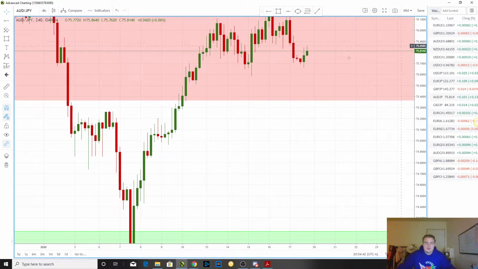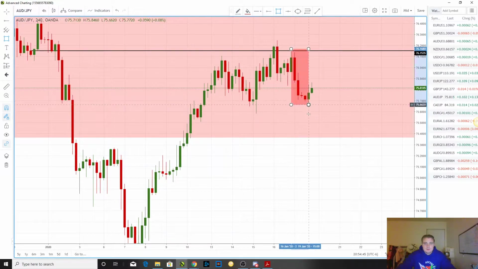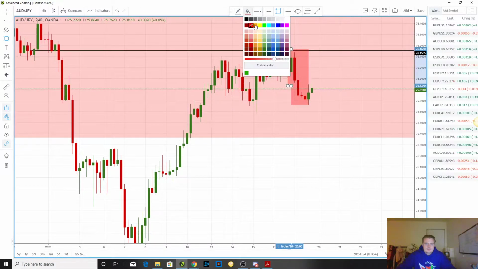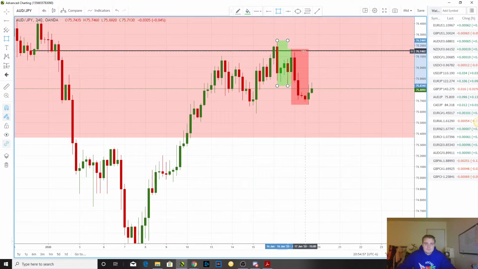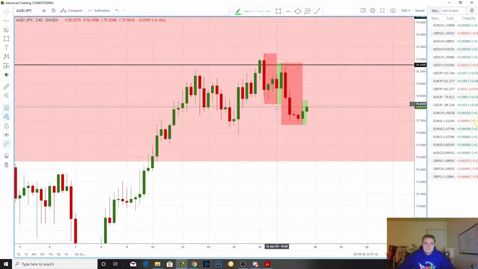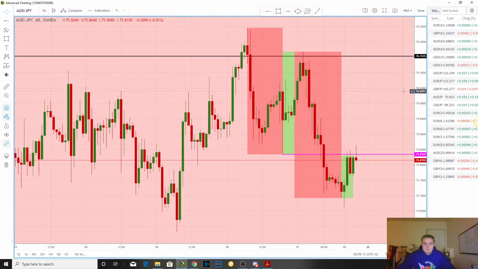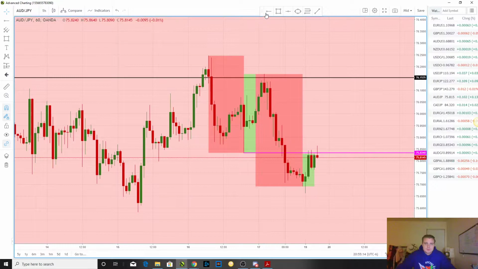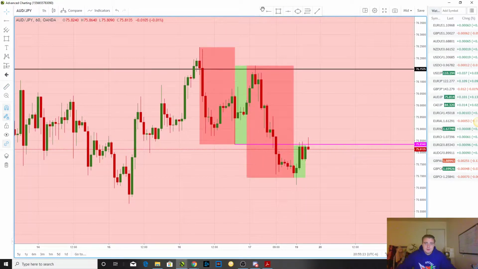Here we go. So we should have some good stuff on Aussie yen too, it looks like. Here we go. Nice potential shorts here. That's going to be 2 pips. Oh, that's not going to work. 9 to 29, so like 1 to 3.